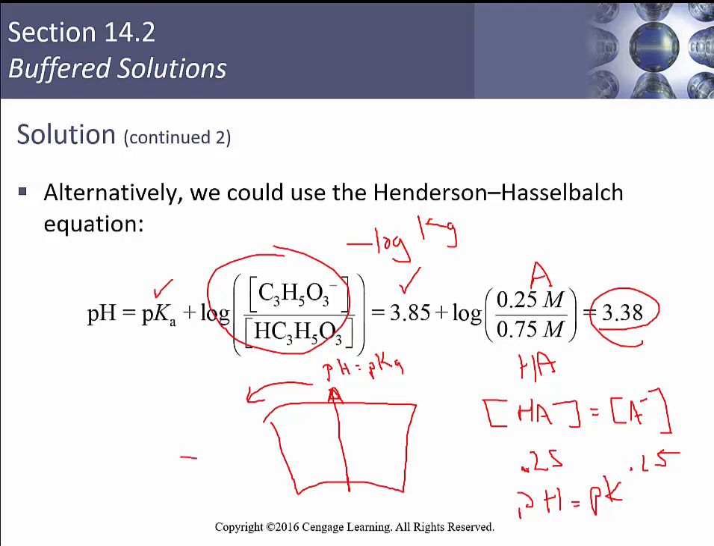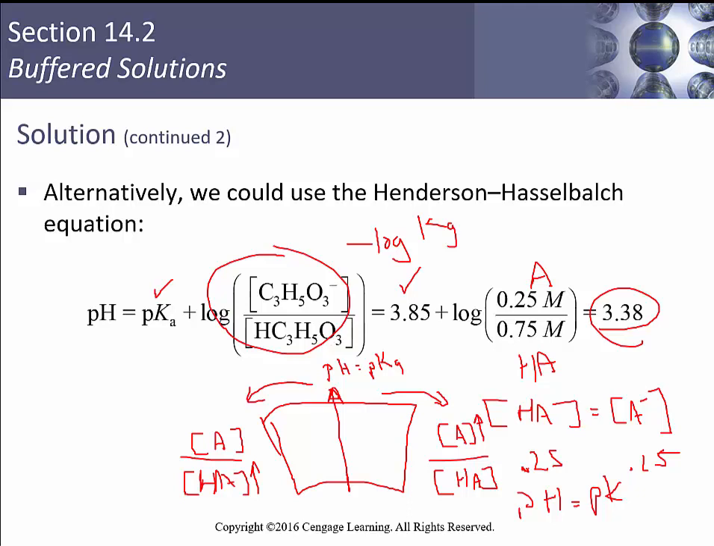So if you've got a little bit more on the denominator, right, your HA goes up relative to your A minus, you're going to shift it a little bit to the left, and you're going to get a lower pH. It's going to be a little bit more acidic. If your A minus concentration is a little bit higher than your HA, you're going to shift it in the positive direction, over to the right. You're going to be more basic.